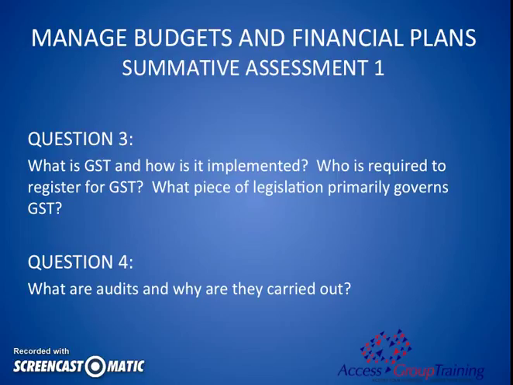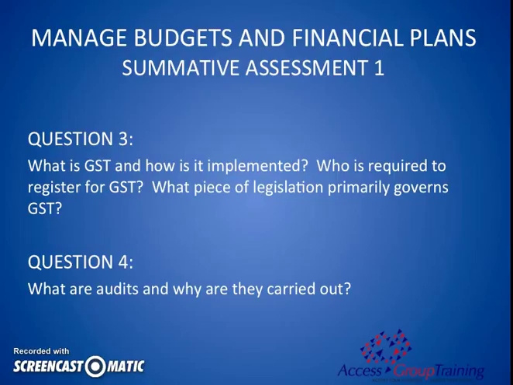Question 3 of Summative Assessment 1. What is GST and how is it implemented? Who is required to register for GST? What piece of legislation primarily governs GST? Just like question 1, there are a few parts to this question, but they all relate to GST.